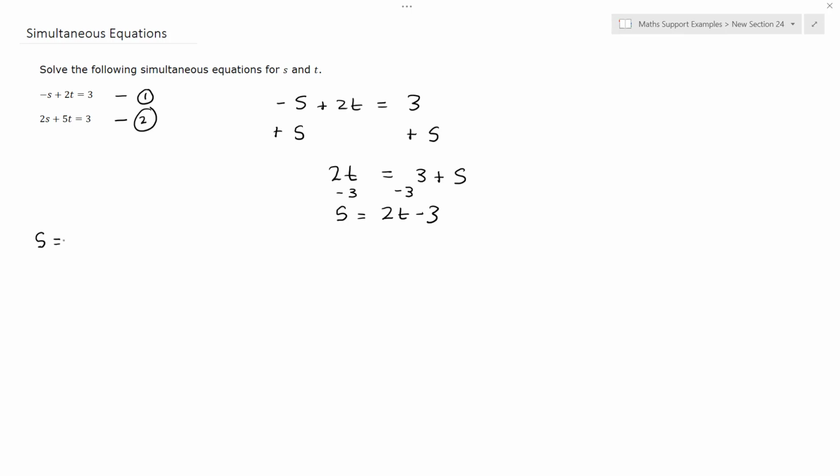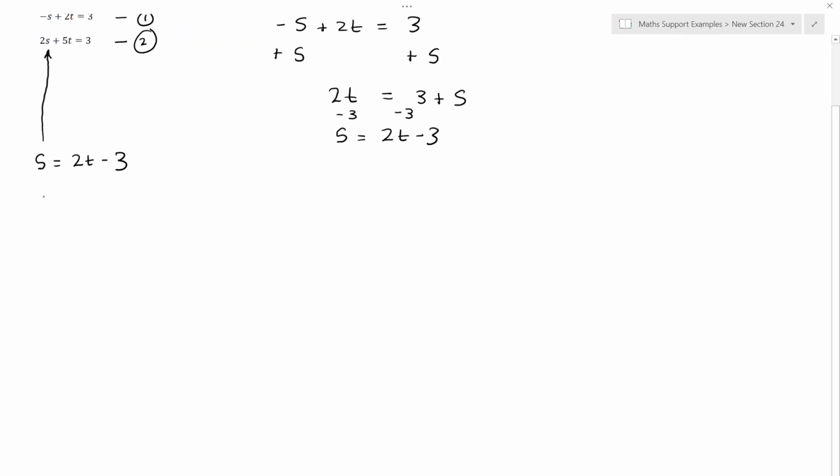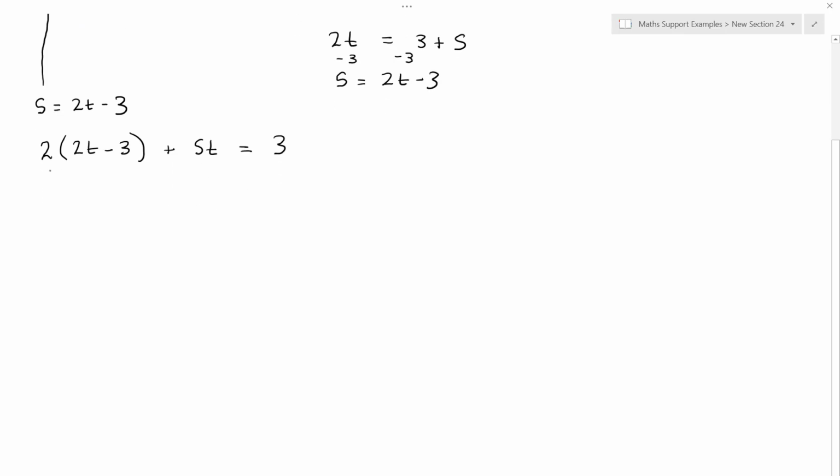So I know that s is 2t minus 3, and I'm required to substitute this into equation number 2. Wherever there is an s, replace it with a 2t minus 3. So let's take equation 2. We have 2 lots of s, so it's 2 lots of 2t minus 3 plus 5t is equal to 3. Multiplying out this bracket, I'll do 2 lots of 2t, which gives me 4t, and 2 lots of minus 3 gives me minus 6, plus 5t is equal to 3.